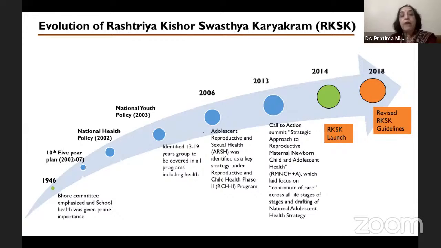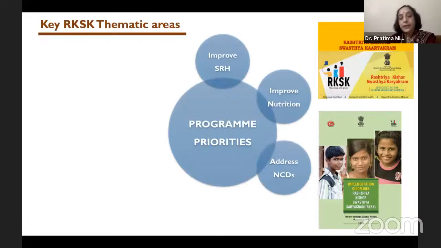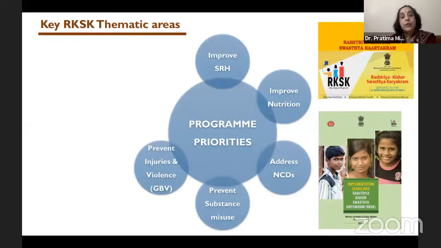So coming to the first thing, in India there is the RKSK program, which was launched by the Government of India in 2014 and revised in 2018. This is a dedicated program taking care of the adolescents and youth of our country. The key issues are to improve sexual and reproductive health, improve nutrition, address non-communicable diseases, prevent substance misuse, prevent injuries and violence, and enhance mental health. We have operational guides, implementation guides and facilitator guides for the training of youths, as well as of all the healthcare personnel involved in this program.